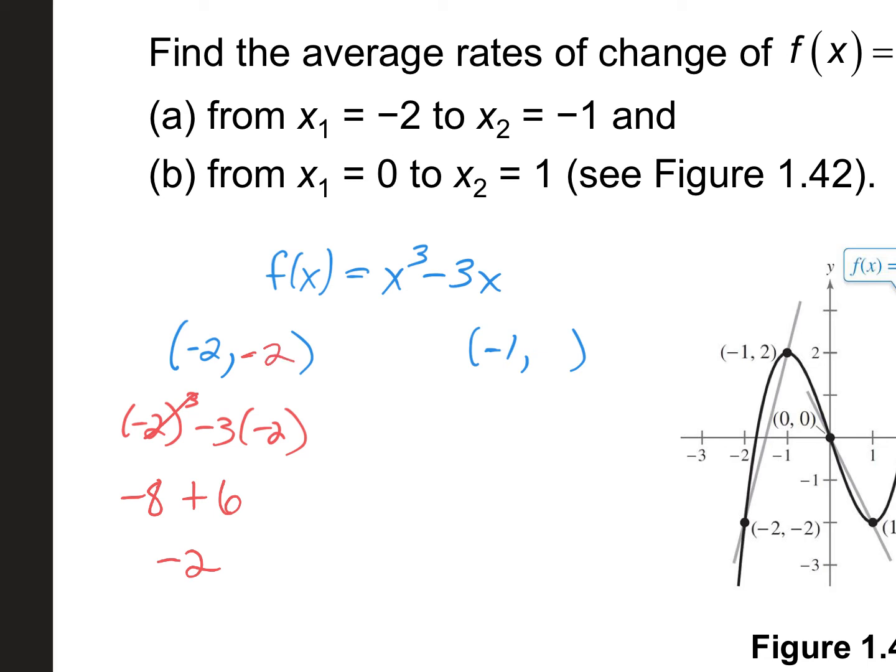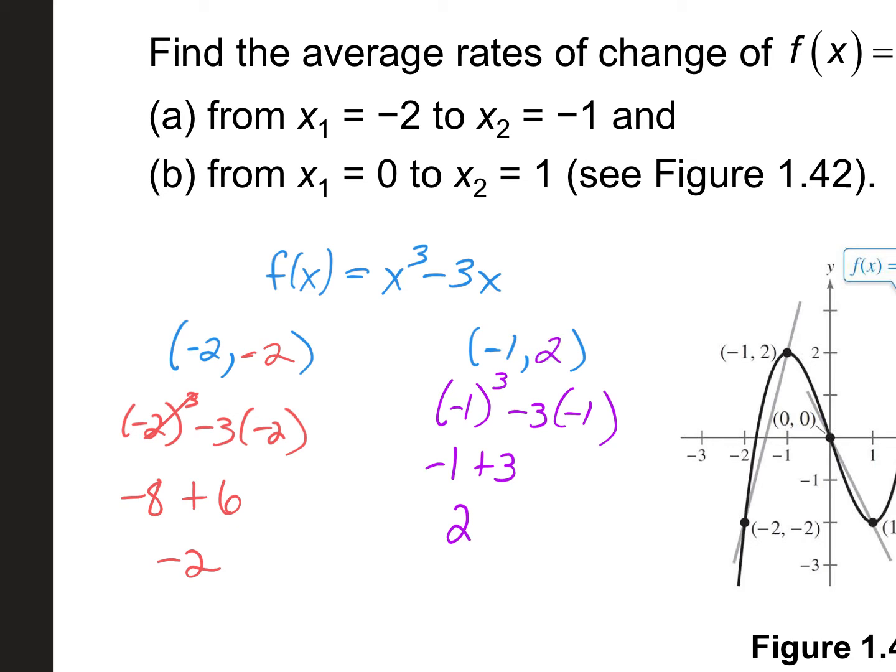Now I'm going to do the same thing, but I'm going to plug in what number? -1. So I have -1 cubed minus 3 times -1. What is -1 cubed? -1. -3 times -1 is plus 3. What's -1 plus 3? 2. So when I plug in -1, I get out 2.